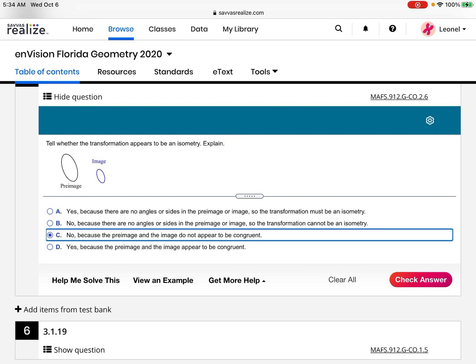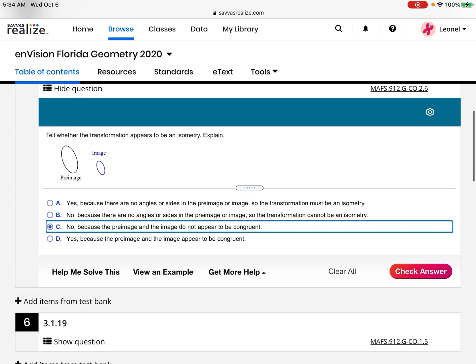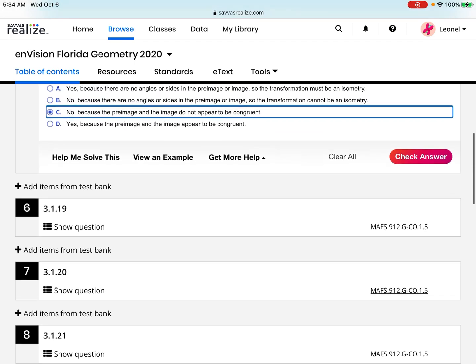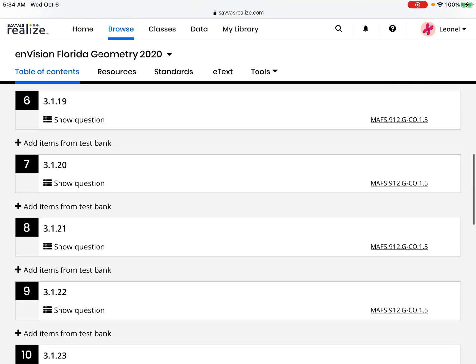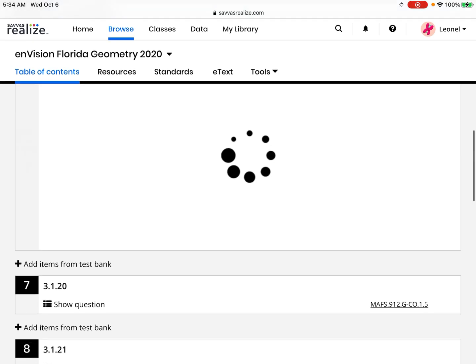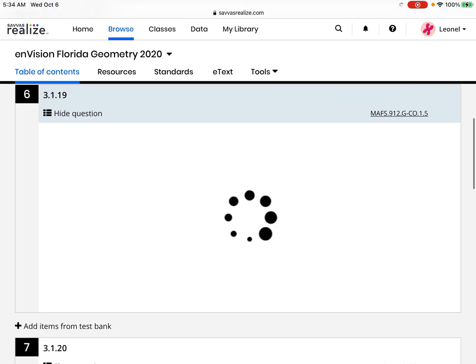The first one, option B, is kind of complaining that it doesn't have straight sides or angles. That doesn't really matter. We're not limiting our conversation of rigid motions and things like that to polygons. We can talk about circles and ovals and stuff. We don't normally, but you can.